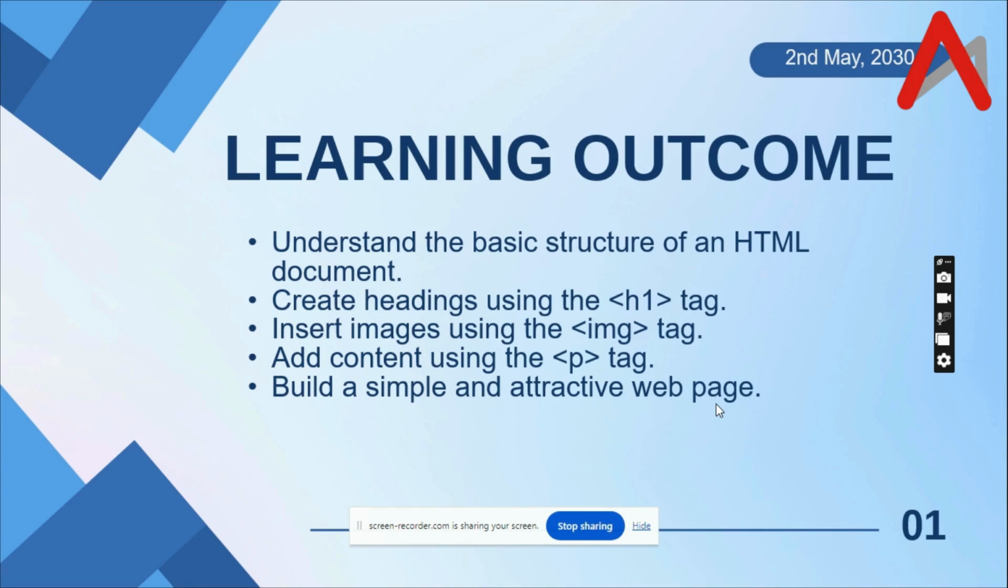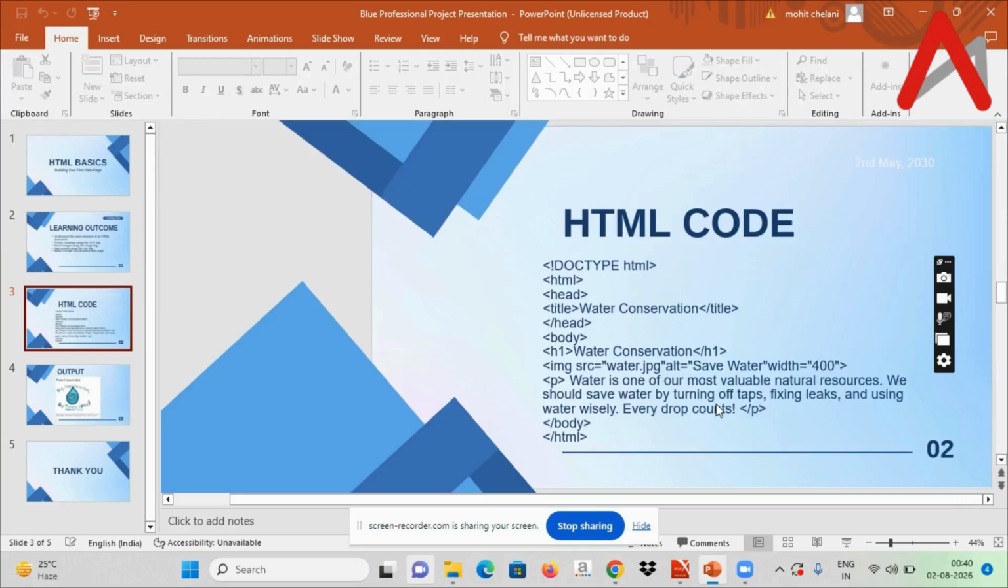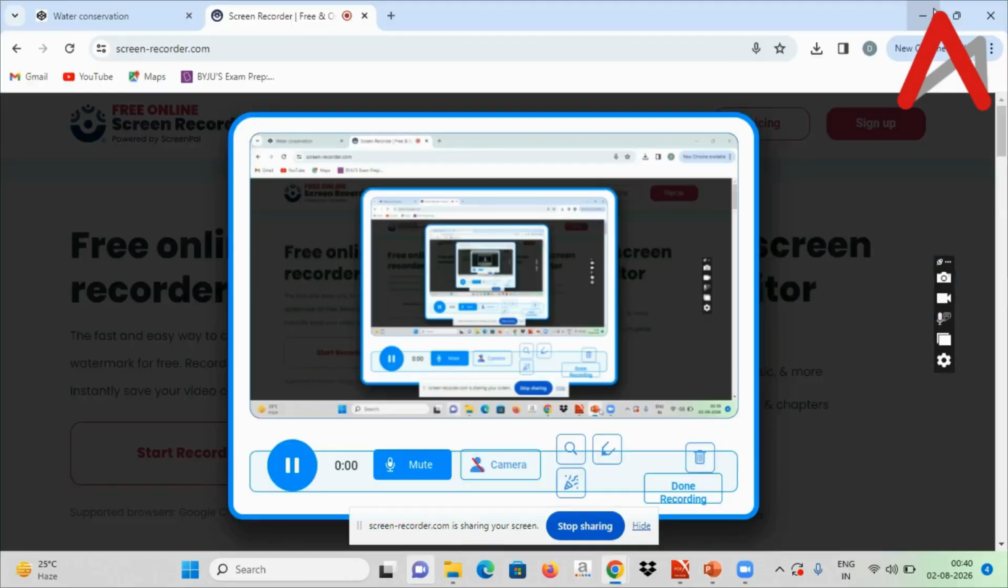That is going to be the H1 tag, the image tag, and the P tag. We will look in detail what these tags do. And using these tags, we are going to create a simple and attractive web page. So this is the HTML code, but before explaining this code and before writing the code, let me show you the output, how your web page is going to be looking.